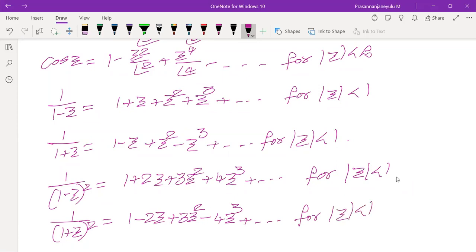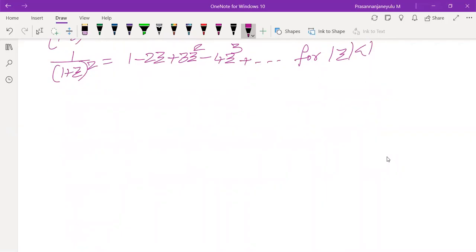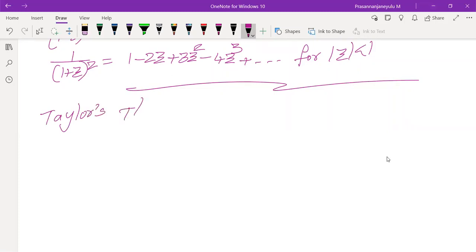So with this, I am going to stop the formulas. All these are formulas you already know from intermediate. But now the main thing is that there are two theorems in complex power series: one is Taylor's theorem and the other is Laurent's theorem. I will write the main formula, but sometimes they may ask for 2 marks: state Taylor's theorem.